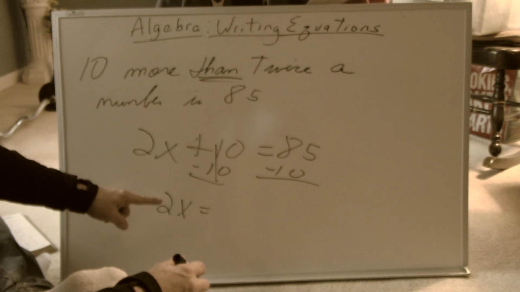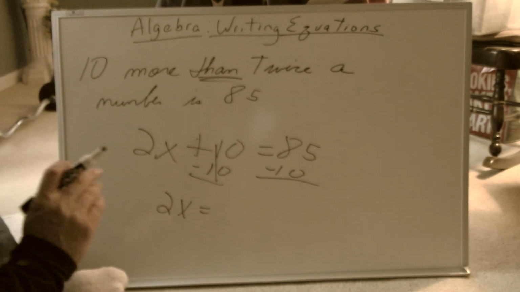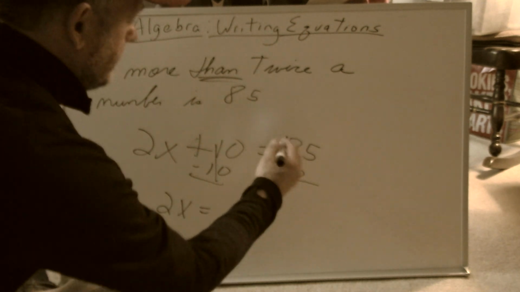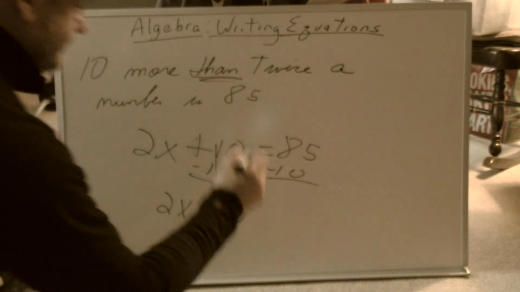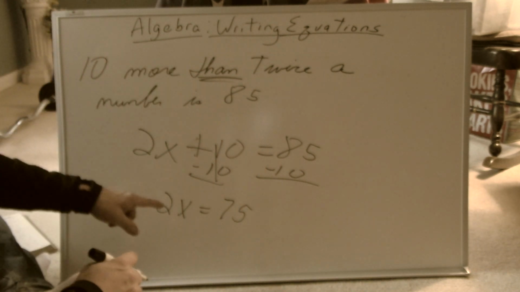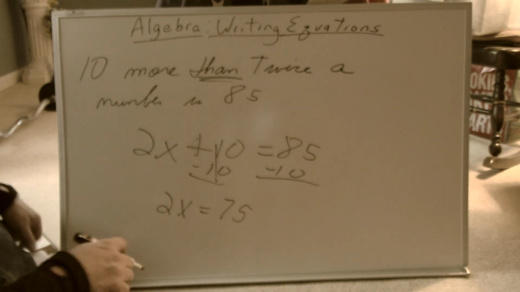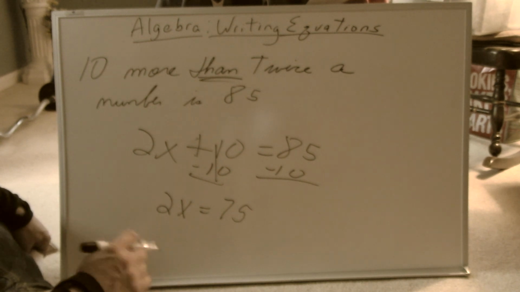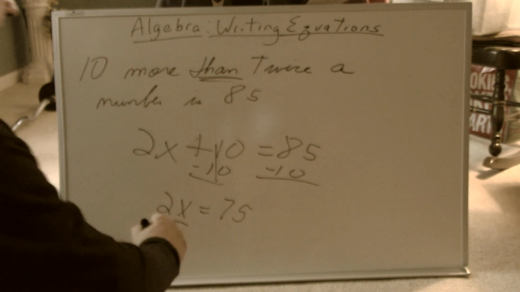So bring the 2x down. Some students get sloppy and they leave it up there. Bring it down. I do everything out. I think that's the best way to go. Now, 85 minus 10, of course, is 75. Now we want to work that out. So let's see. 2 times what is 75? Well, this I can tell you right now it's not going to be even, but we want to do the inverse to get rid of the 2 and bring it over here.